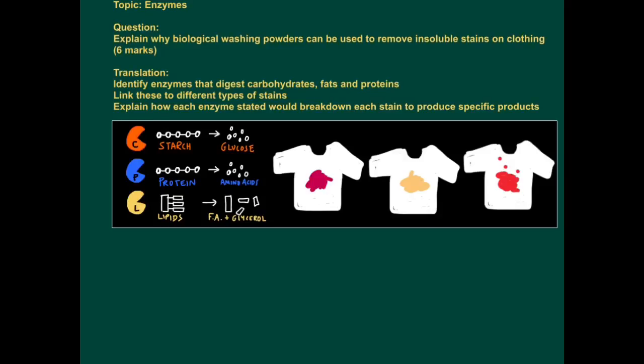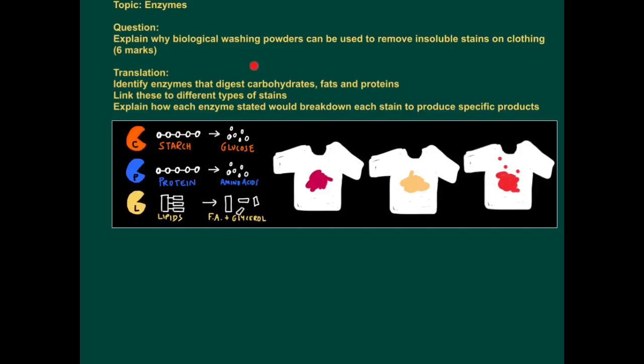This exam application tutorial is on the topic of enzymes. The question for 6 marks is: explain why biological washing powders can be used to remove insoluble stains on clothing. So we need to understand what biological washing powders are, we need to understand what insoluble means, and how these two ideas are linked together.